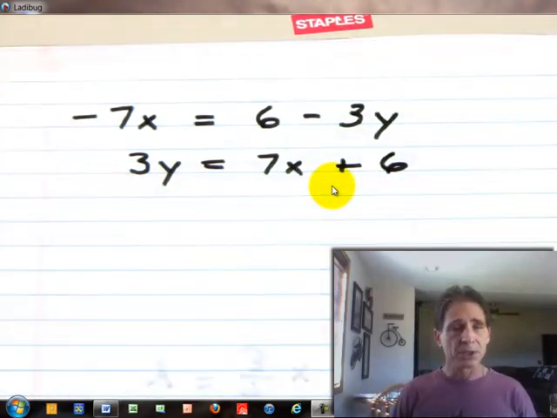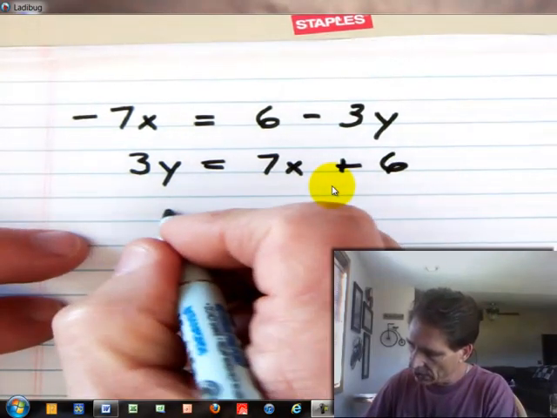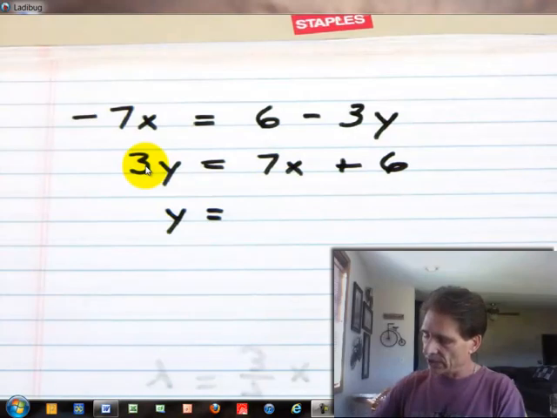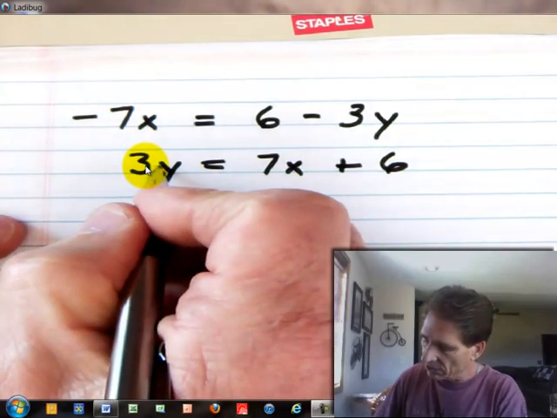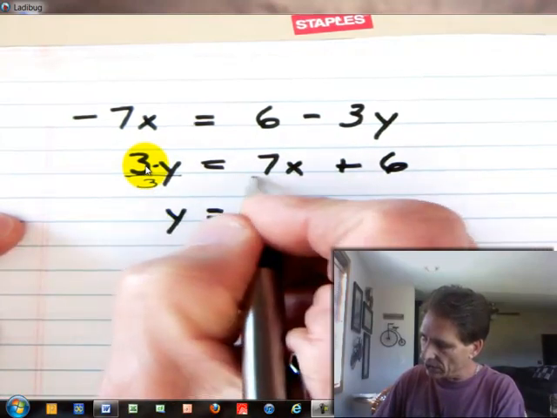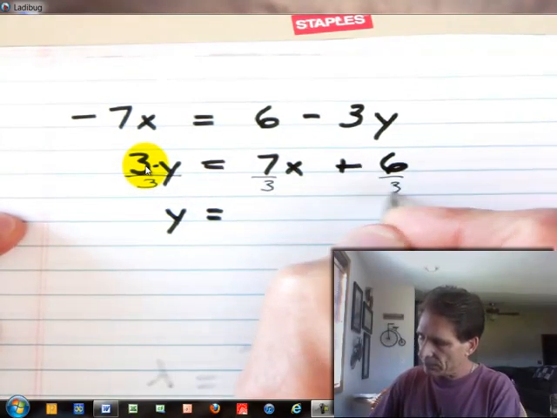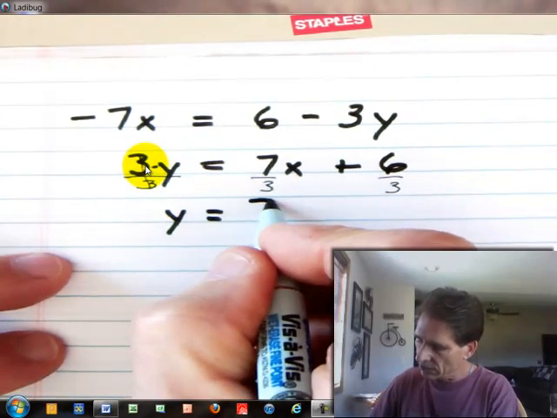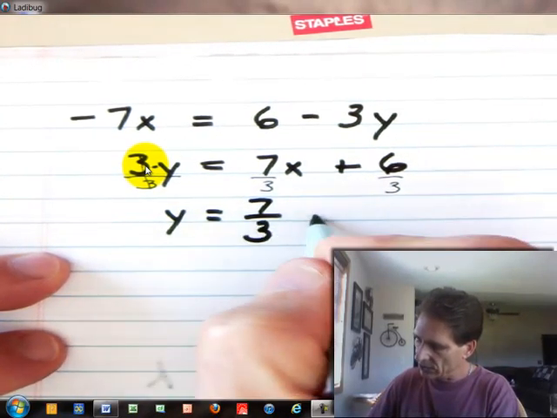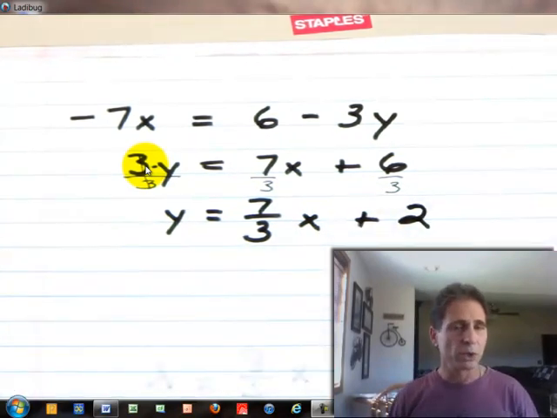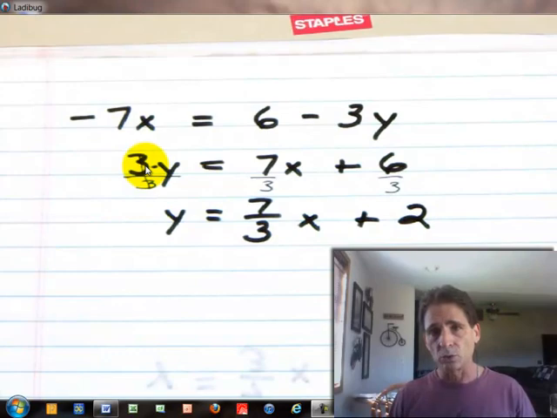We have one more step left because, again, we do want to write the equation in y equals form. We must get rid of the 3, and I think you know how to do that. Because the meaning of 3y is times, we will divide by 3. These will cancel, and we will be left with 7/3 x plus 2. So there you have it, rewriting equations in y equals form.